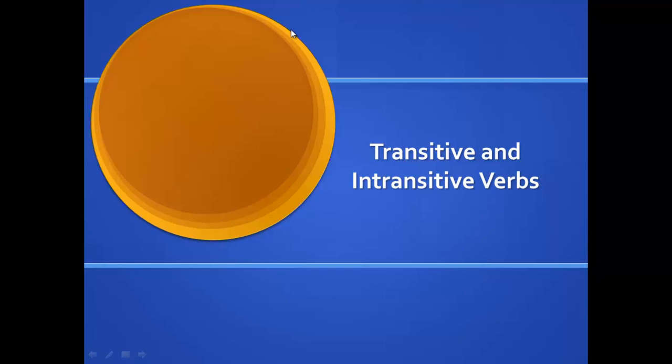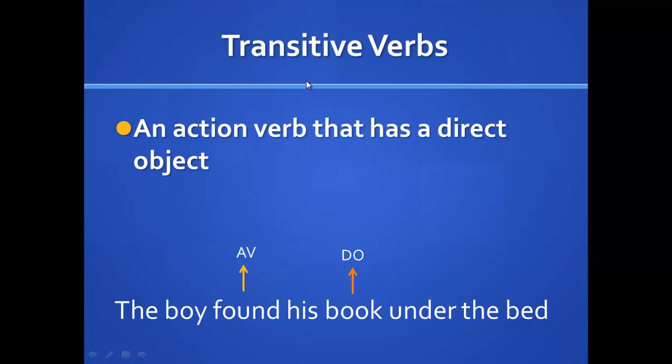This lesson is going to review transitive and intransitive verbs. And really, this is taking what you already know about action verbs and direct objects and just taking them one step farther. So let's take a look. First of all, a transitive verb is an action verb that has a direct object.